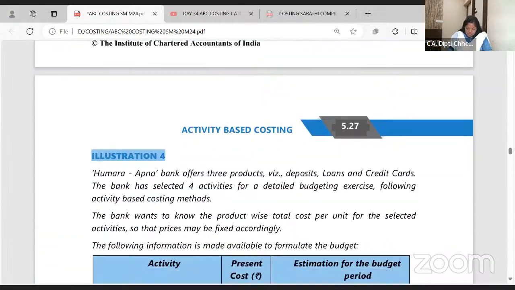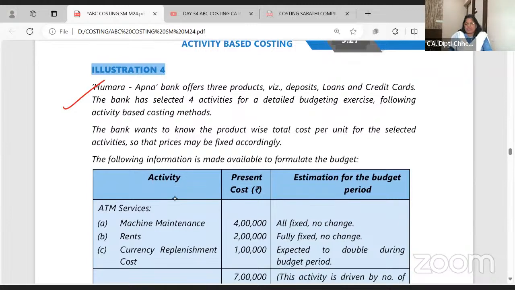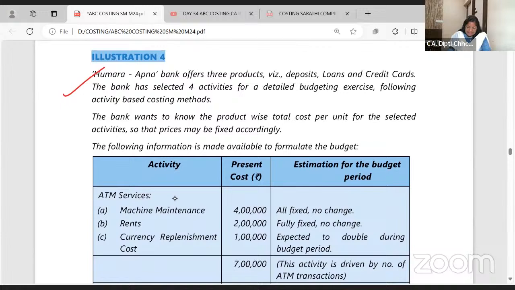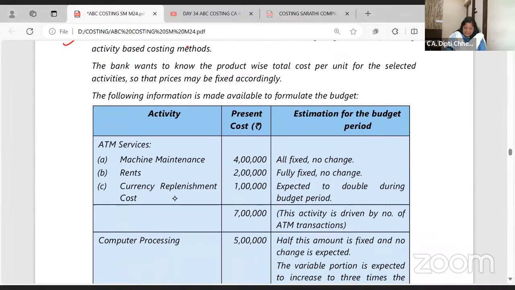Yeah, I want to check up this banking problem. Fourth one, same can come. It's easy, just the language, let's see. This bank offers 3 products: deposit, loans, cash credit, like your ABC. The bank is doing 4 activities. The bank wants to know the product wise cost per unit for the selected activities, so that it may fix up the prices.